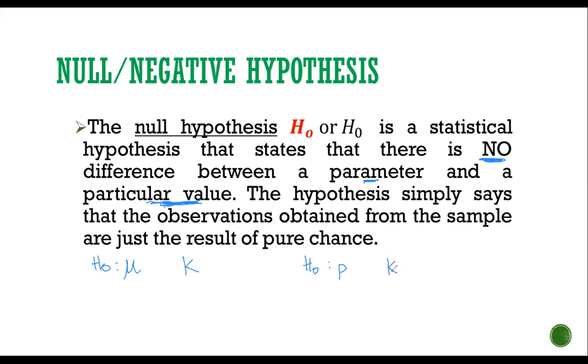You may also use other variables if you wish. Pwedeng X, Y, Z, and so on. Pwede rin na ganito. So, on the other books, you may also see there mu sub 1. And let's say we have H0, we have here P, and then P sub 0.